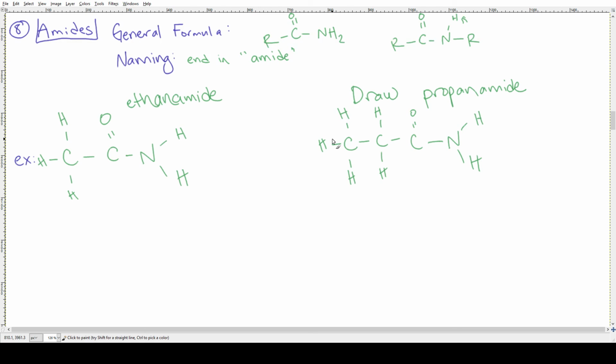So I won't ask you to name an amide that has a carbon chain that continues on after the nitrogen. However, I might ask you what functional group can be found inside of this molecule, and you'd have to say, oh look, there's a nitrogen that's bonded to a carbon that's double bonded to an oxygen. This has an amide within it. I don't know the exact name, but I know there's an amide in it.